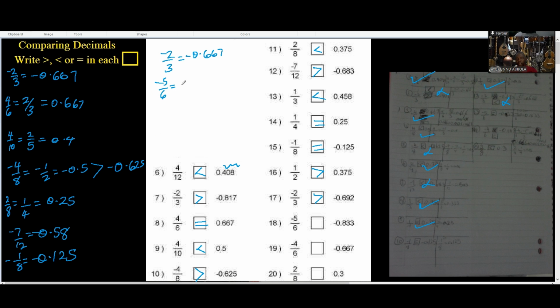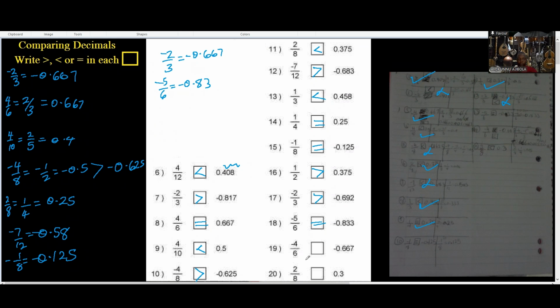Minus 5 over 6, that's minus 0 point. How many 6 in 50? That's 8, remainder 2. How many 6 in 20? That's 3, remainder 2 again. 3, 3, 3, 3. So what do we have here? 0.833. So they are equal. Okay.